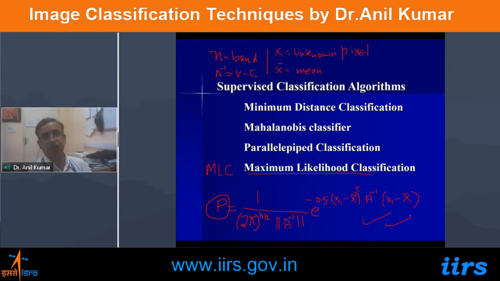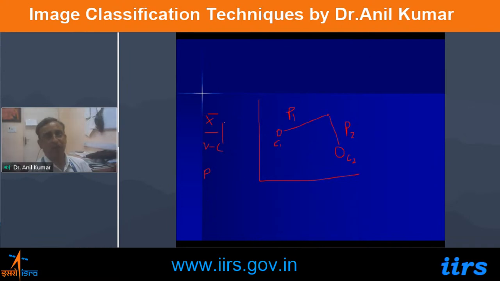Here everything is known because it is supervised. In the case of supervised, we have training data. With the help of training data, we can find out these parameters for class 1 as well as for class 2. So once we do this, we can find out P1 and P2. Then we can find out which is greater. P1 is greater. This is maximum.